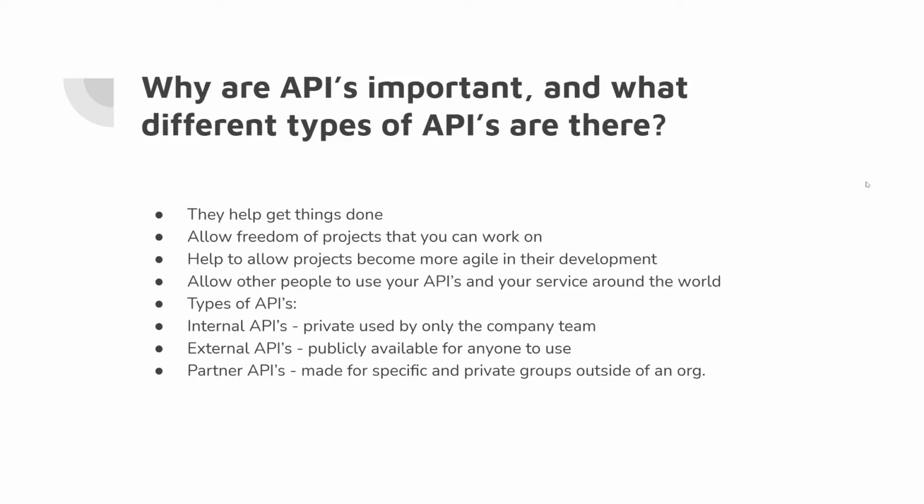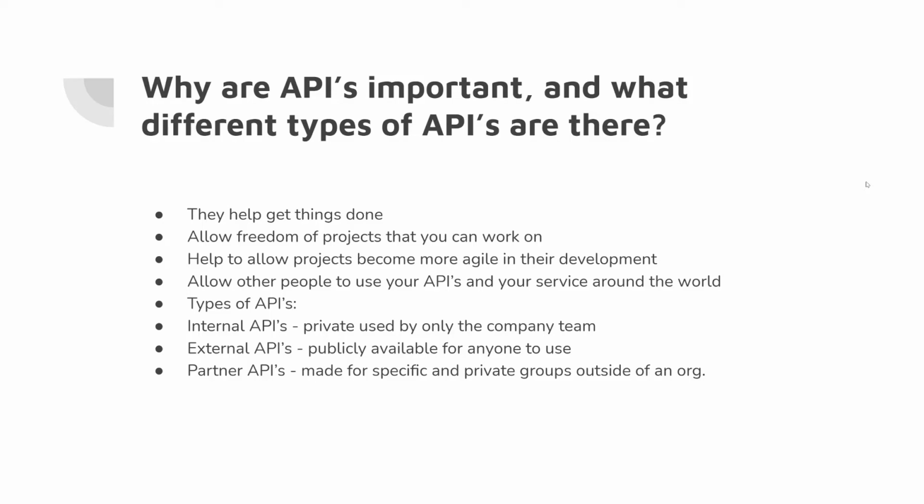So the different types of APIs. There's internal APIs, which are APIs that are private and only used by your team, department, company, or organization. Then there's external APIs, which are also known as public APIs or open APIs. And these are publicly available APIs that are available for anyone to use. Then there's partner APIs, which are private and shared only with specific integration partners outside of your organization.